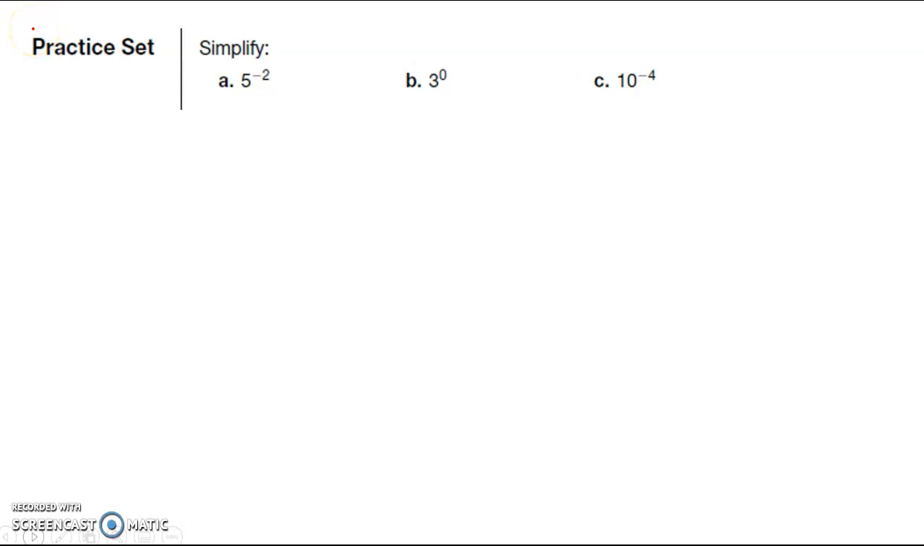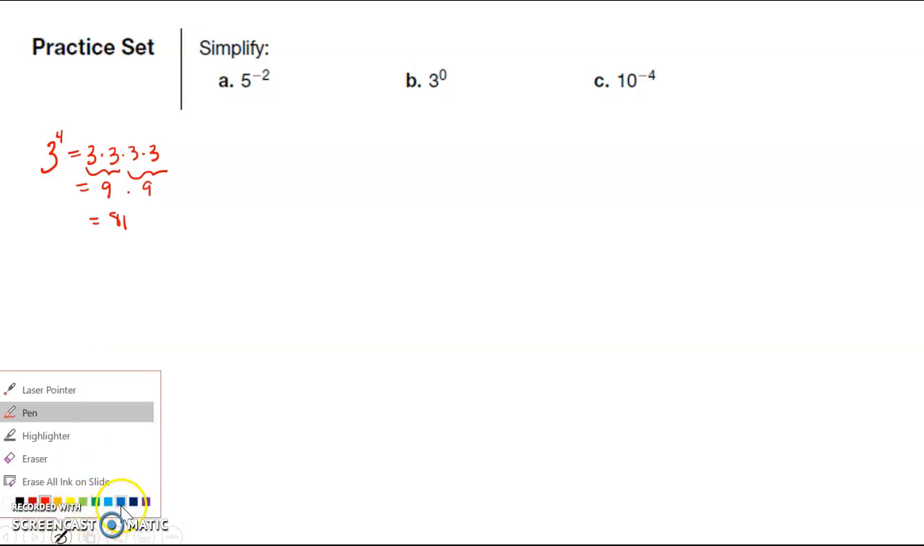Okay, so this lesson is about negative exponents and zeros. Let me show you how this works. Let's pretend you have 3 to the 4th power. We know that this is equal to 3 times 3 times 3 times 3, so you have four 3s, and this is equal to 9 times 9, so this is 81.